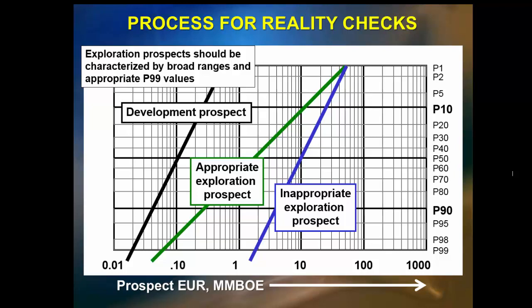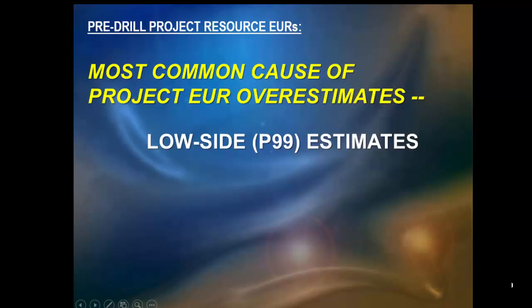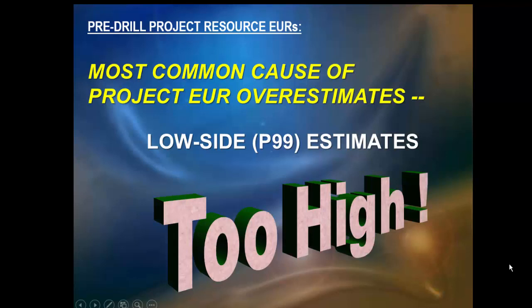And the answer almost always is, yeah, it could. So shouldn't we move this line back somewhere in here, in which the slope would be more like that? That's a reality check. It's a good example of a reality check. Turns out the most common cause of project estimated ultimate recovery overestimates is not that the high side's too high. It's that the low side's too high. So the mean, the median, the number you're building your economics on is too high.